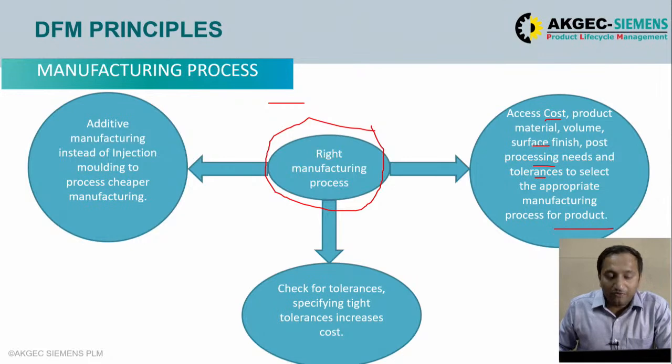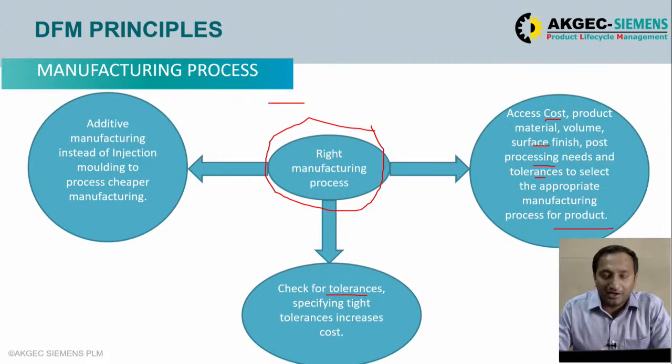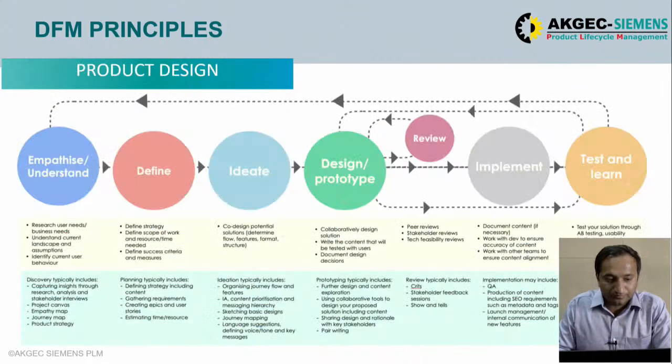Last point for manufacturing process is tolerances. We don't want the tolerances for the product to be very tight. If the tolerance is tight, it will essentially increase the production cost. So this is what manufacturing process using DFM was all about. It's all about choosing the right manufacturing process.